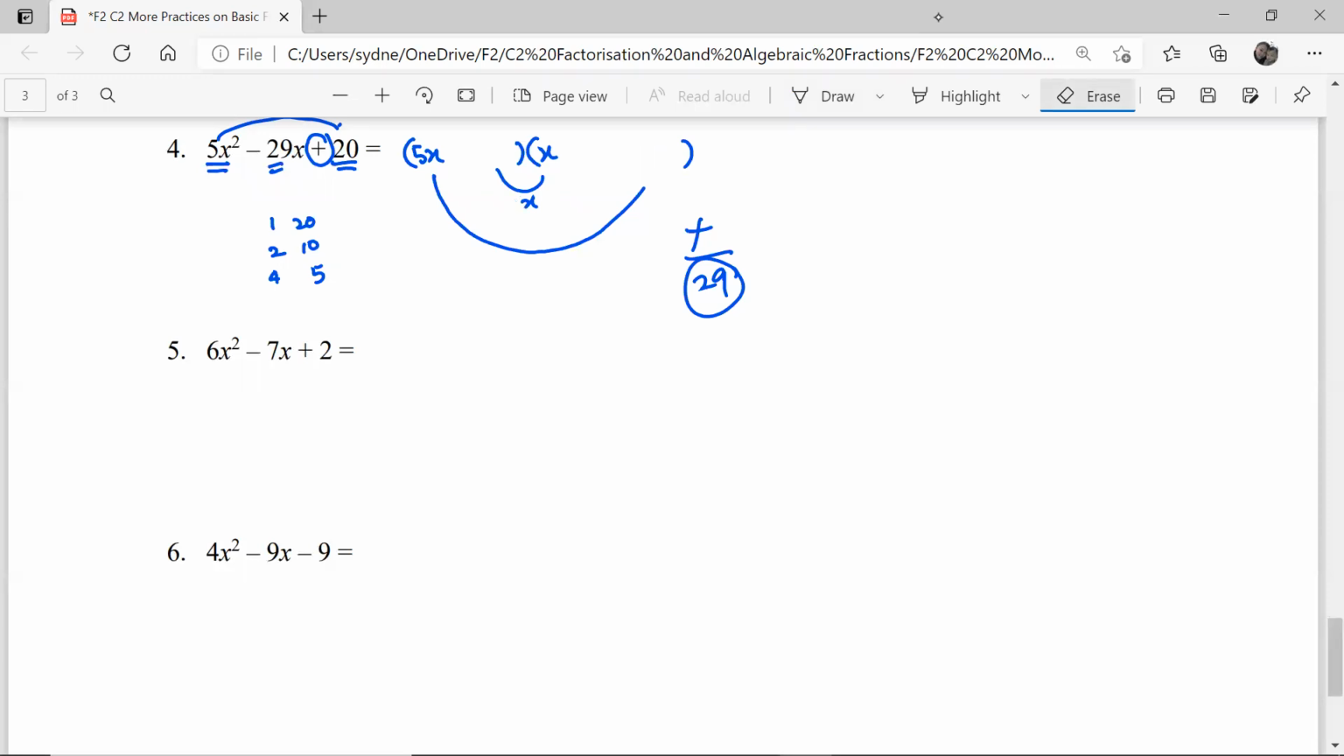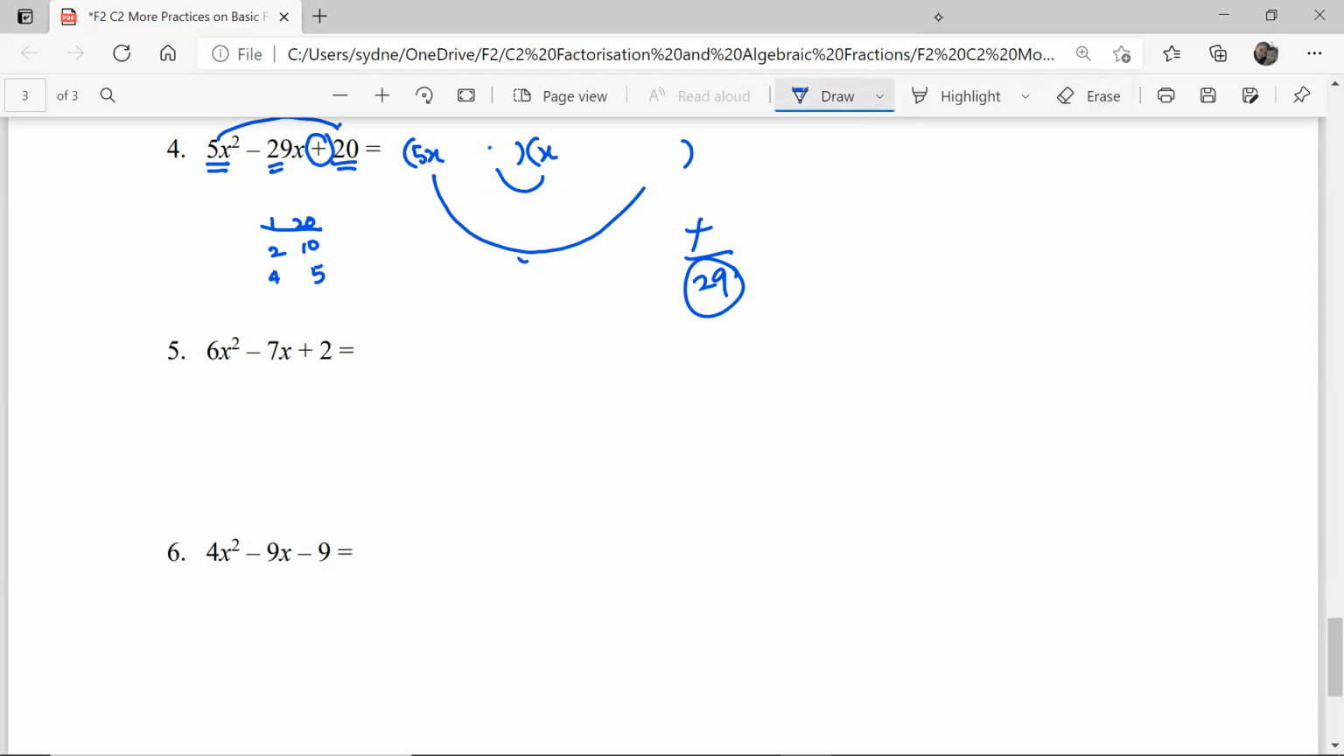Okay, what about if I swap the place? 20 in front, 1 at the back. So I will have 20x and 5x. After I plus, I got 25. But I want 29. So 1 and 20, 20 and 1 both cancel out. Okay, because that one cannot give me the correct algebraic expression.